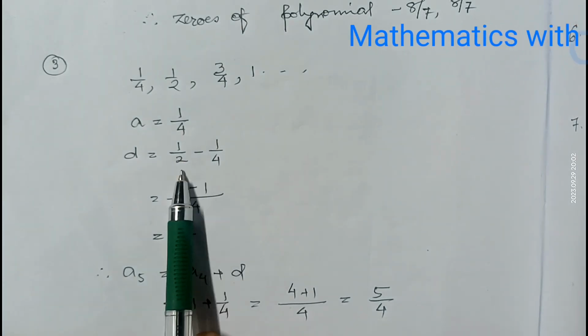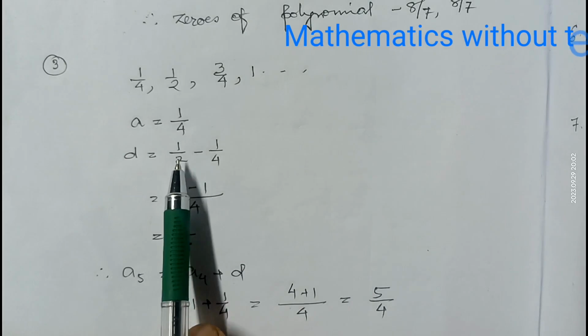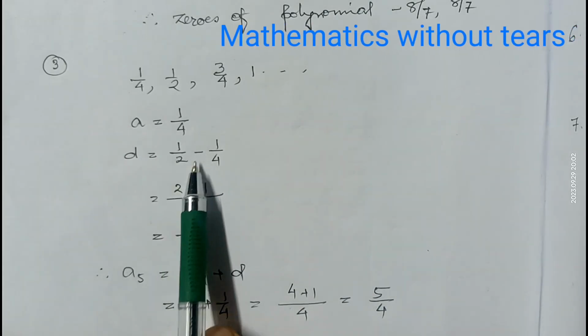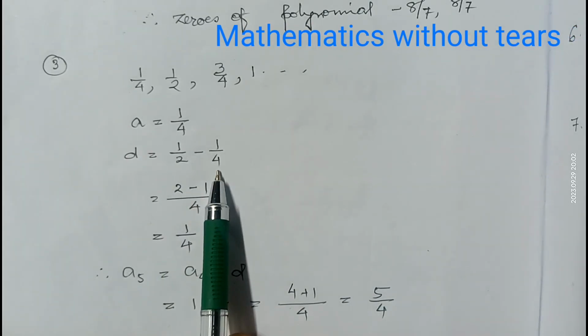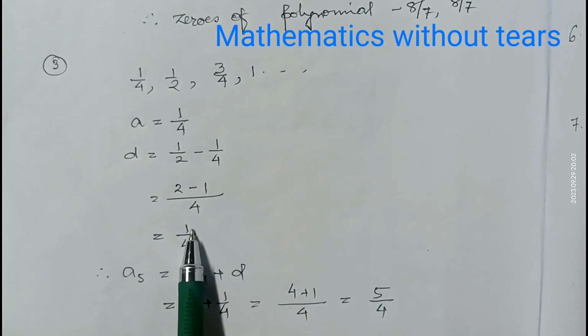by 4. If we take the LCM, it will be 4. 4 divided by 2, 2. 2 times 1 is 2, minus 4 divided by 4, 1. 1 times 1 is 1. 2 minus 1, 1 by 4. Therefore, common difference is 1 by 4.